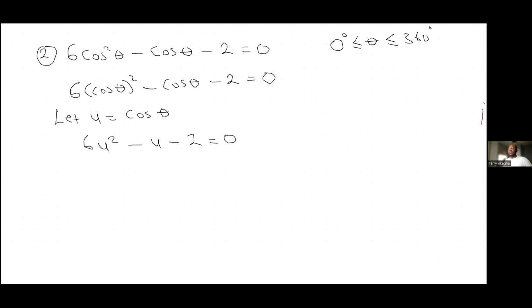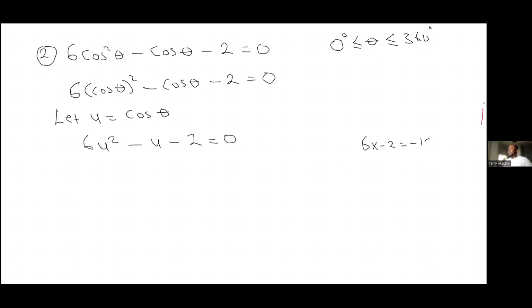So what I'm going to use, I'm going to use Wendy's way here to solve this. Basically, I'm going to look for two numbers that when I multiply, give me minus 12, and when I add, give me minus 1. Because this a is not equal to 1, it's going to be 6 times minus 2, that'll be minus 12.